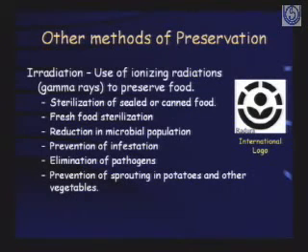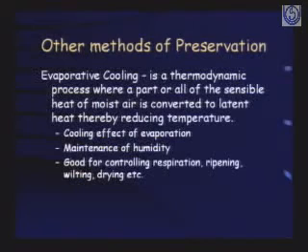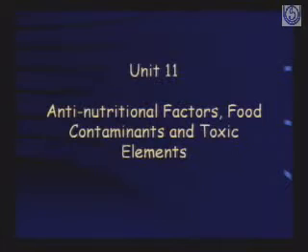Then irradiation is a recent method where we use ionizing radiations. Here food is sterilized completely, microbial population may be reduced, and this even prevents sprouting in potatoes. And you can see this is the international logo of irradiation which should be there on irradiated products. And evaporative cooling is one more method of preservation which maintains humidity, and it is good to control respiration, ripening, wilting, etc. This ends our unit 10.